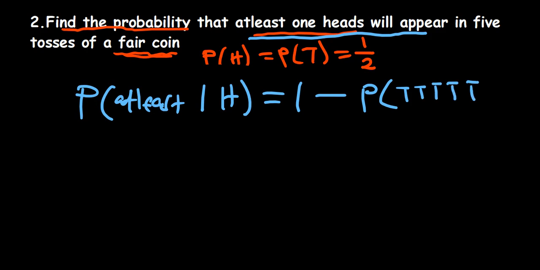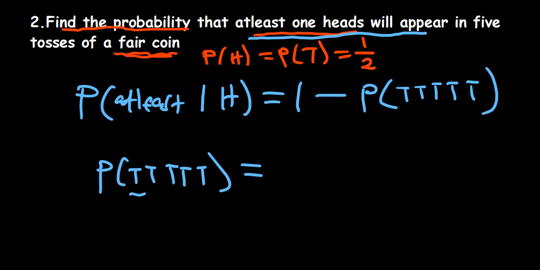Okay, so now how do we find the probability of this tail, tail, tail, tail, tail? First of all, we have to find the total outcomes of the experiment. So the probability of tail, tail, tail, tail, tail is going to be equal to, since this is just one of the possibilities, 1 over the total outcomes.